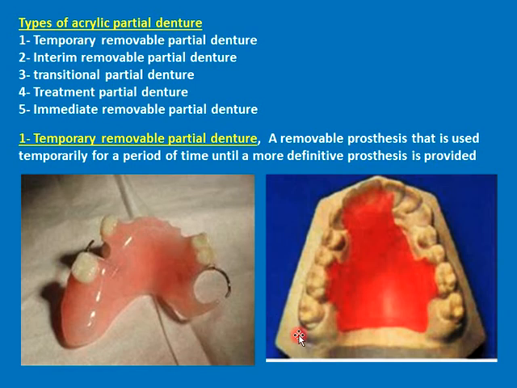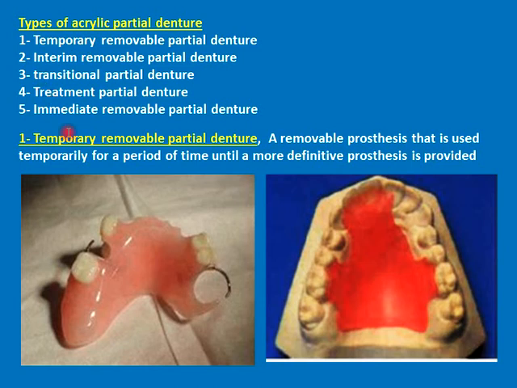But when we say types of acrylic partial denture, we specifically indicate that these partial dentures are made wholly from acrylic. They may come in 5 types: temporary removable partial denture, interim removable partial denture, transitional partial denture, treatment partial denture, and immediate partial denture. Now these types may correlate with each other, as it is not easy to distinguish between them because they resemble each other in use.